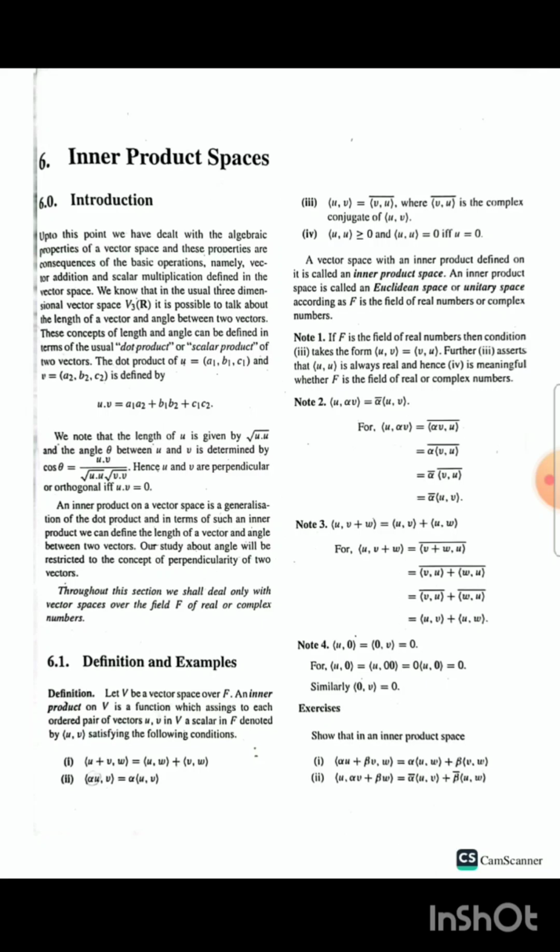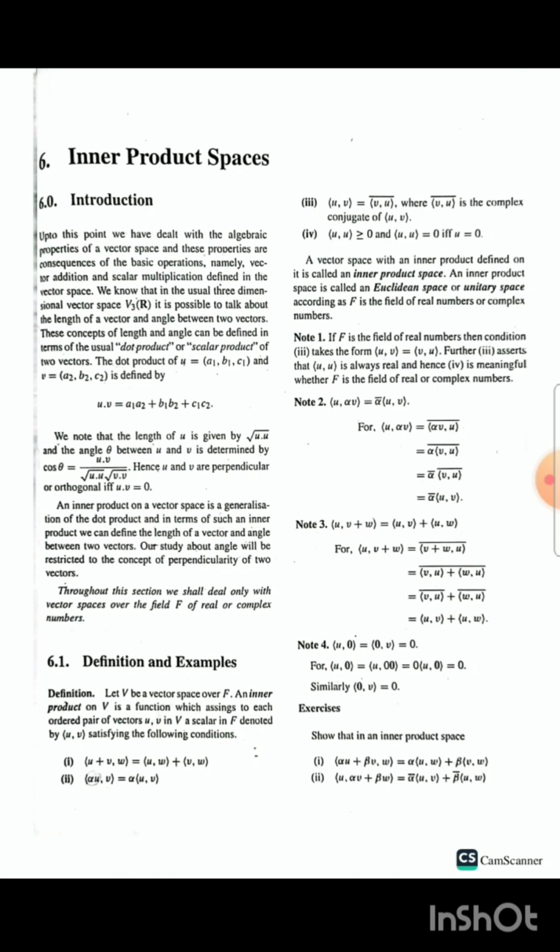The definition: let V be a vector space over F. An inner product on V is a function which assigns to each ordered pair of vectors u, v in V a scalar in the field F, denoted by inner product of u, v, satisfying the following conditions. The first one: the inner product of u plus v, w is equal to the inner product of u, w plus the inner product of v, w. And the second one: the inner product of alpha u, v equals alpha into the inner product of u, v.